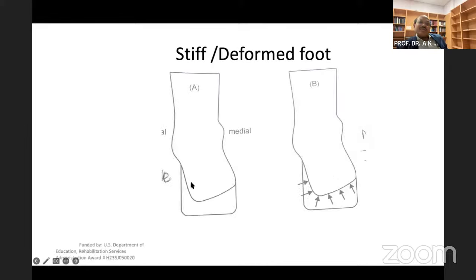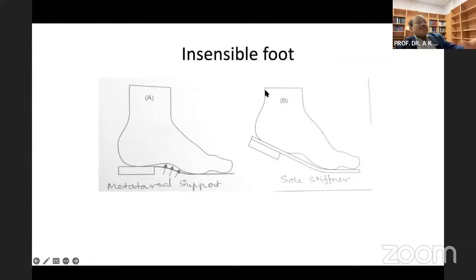And see, even if there is a coronal plane deformity, that can also be taken care of by its total contact. In this total contact, as the pressure is uniformly distributed, there is no pressure point. Now, the insensible foot, this is the last point we'll discuss today. I already told, we have to distribute the pressure evenly in all parts of the sole. How can it be done? Again, the plaster replica should be prepared so that the exact footprint is taken, and depending on that footprint, the total contact molded sole is prepared.